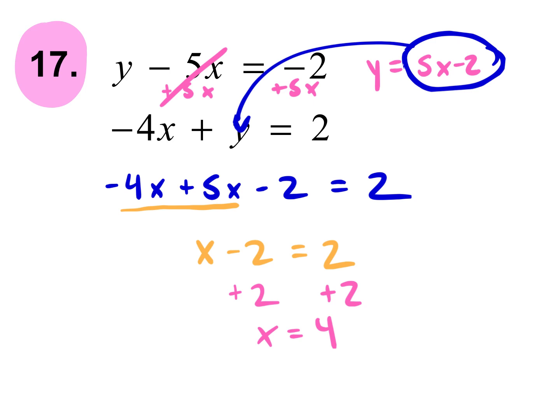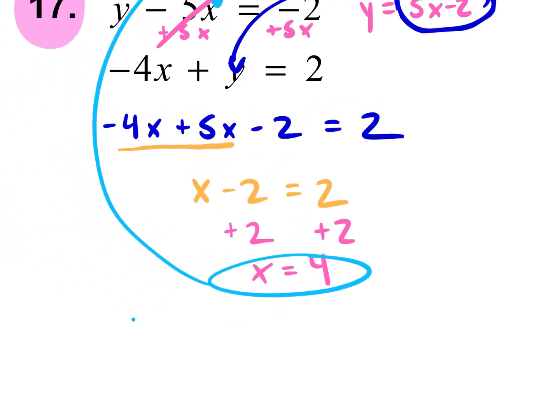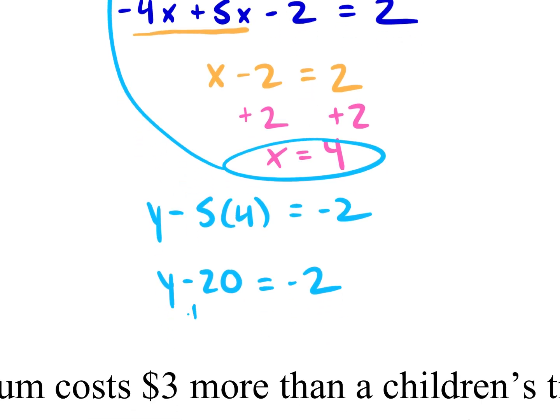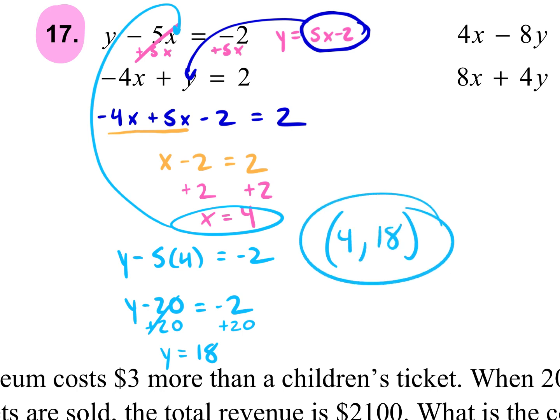Am I done? No. Plug it into the first equation. That's fine. So I have y minus 5 times 4 is equal to negative 2. What do I do first? Multiply. So y minus 20 is equal to negative 2. Then we've got to add 20. So y is equal to 18. How do I write my answer? 4 comma 18. Perfect. Your x and then your y.